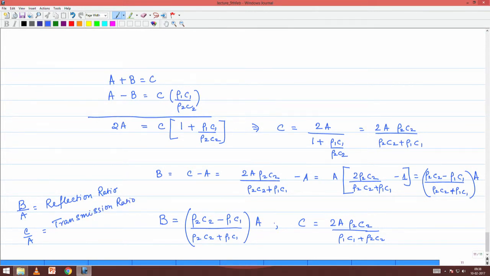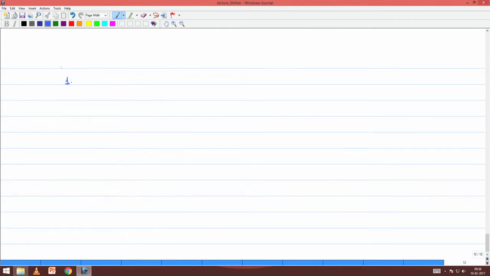Both these quantities depend on the characteristic impedance of both the fluids. It does not depend upon density or sound speed separately, rather it depends upon the product of the two. It depends upon the product of the density and sound speed, which is the characteristic impedance. So, that is the first observation.